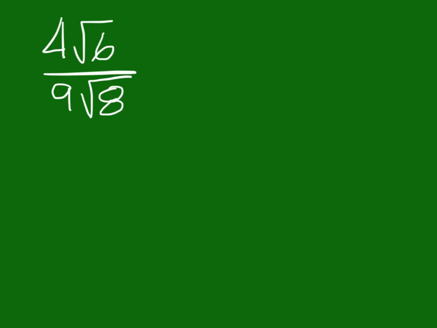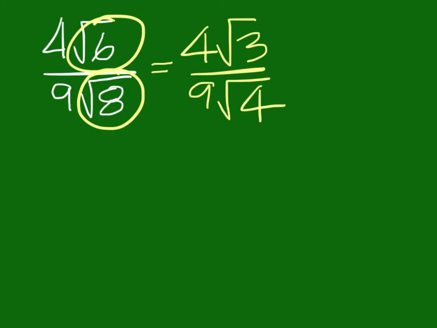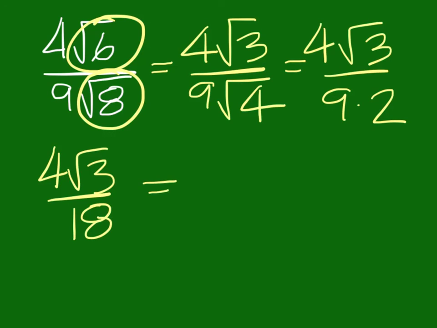This one you can reduce. You have a 6 over 8 for your square roots. You can cut those in half to get 3 and then 4. Look what happens when you have a square root of 4 on the bottom. It becomes 2. There's no need to multiply the top and the bottom by that. It's a perfect square. So 4 square root of 3 over 18 just needs to be reduced to 2 square root of 3 over 9.